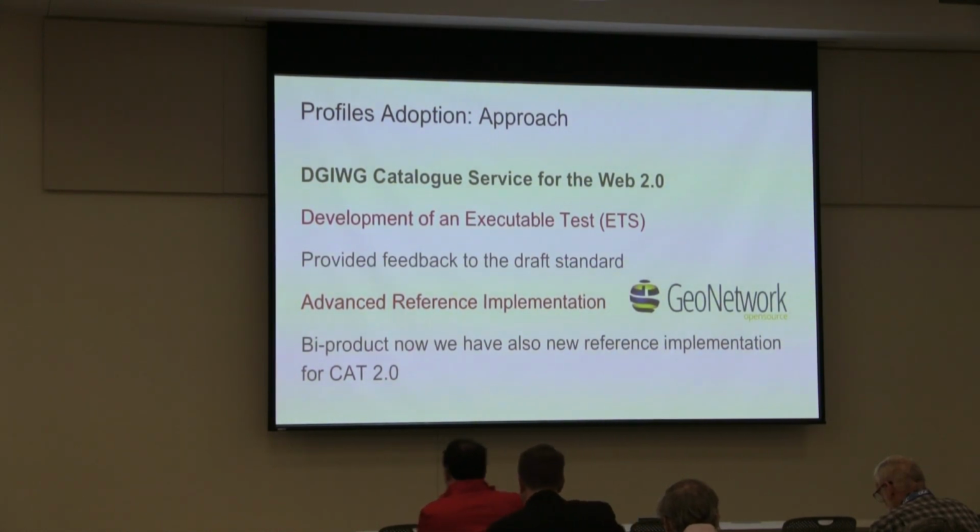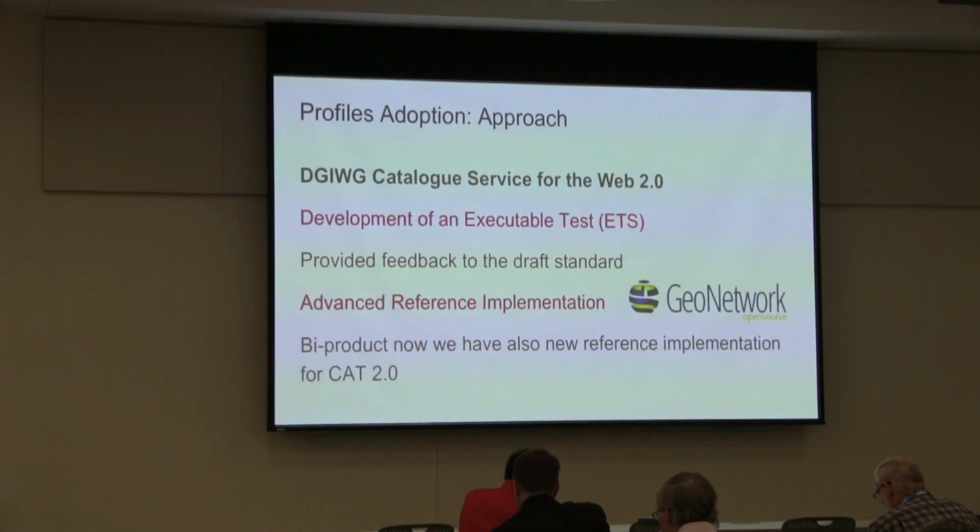We developed something called an executable test suite, which is based on the annex of the standard called the abstract test suite. We also provided feedback to the draft standard, and we advanced a reference implementation, which is GeoNetwork. A byproduct is that GeoNetwork was fixed to become a reference implementation for Catalog 2.0. This is also a great byproduct of what happened in the testbed.